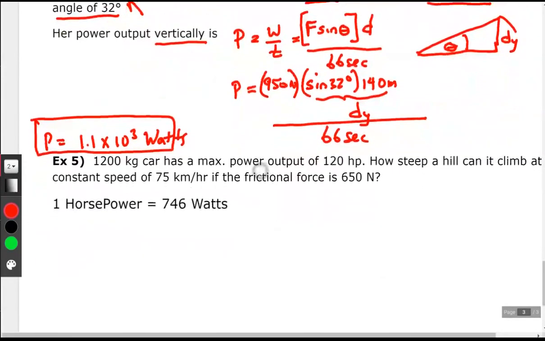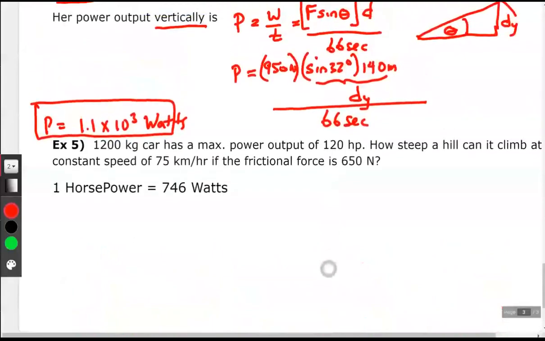Toughest of them all. This is the toughest of them all. You've got a 1200 kilogram car. Its maximum power output is 120 horsepower, and of course that's not the unit we need, so we'll have to convert it. How steep of an incline? That's theta equals question mark.